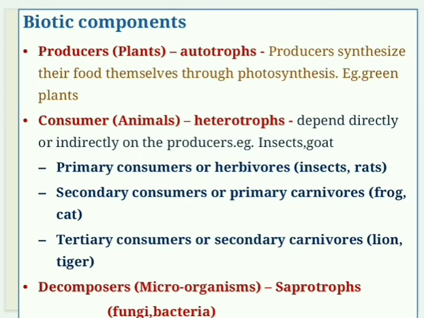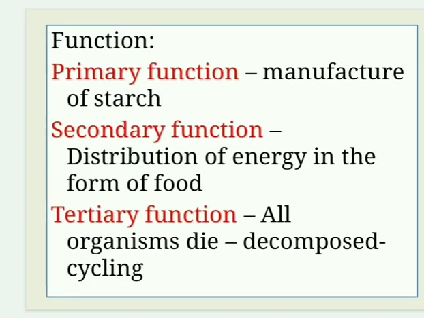So abiotic components, as I told you, contain both physical and chemical components. Physical components include energy, climate, etc. Chemical components include organic or inorganic substances, micronutrients, macronutrients, etc.